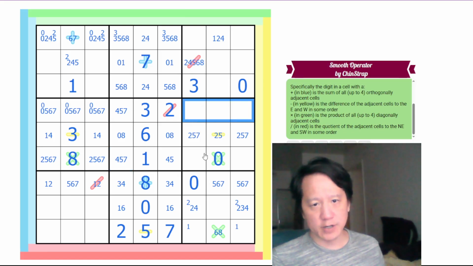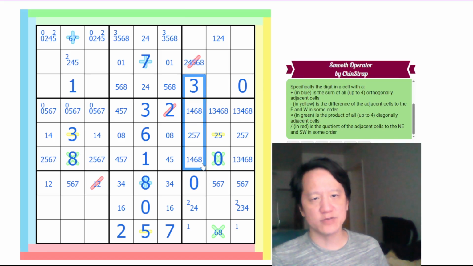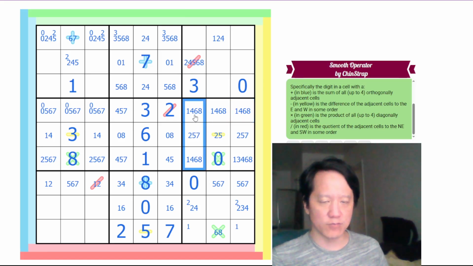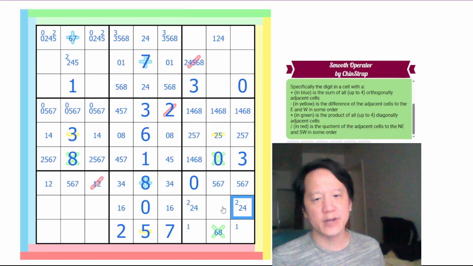Remaining digits of box 6 are 1, 3, 4, 6, 8. No 3 in either of these columns because of 3 in the column there. No 3 in either of these rows because of 3 in the row there. So where's 3? 3 has to be here, which means this cannot be 3. This is 2, 4 as a pair, which multiply to 8. So this is 8.